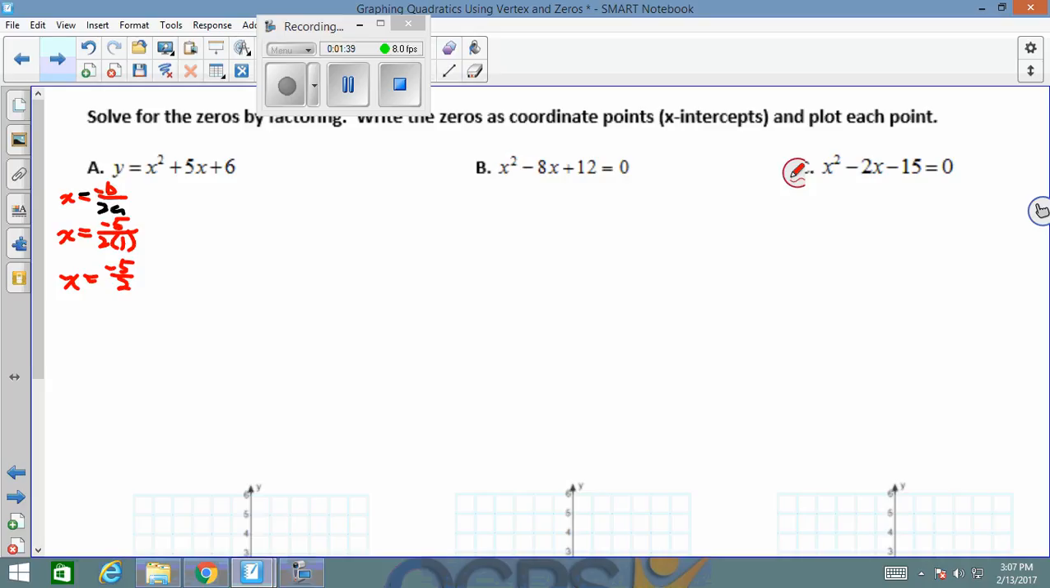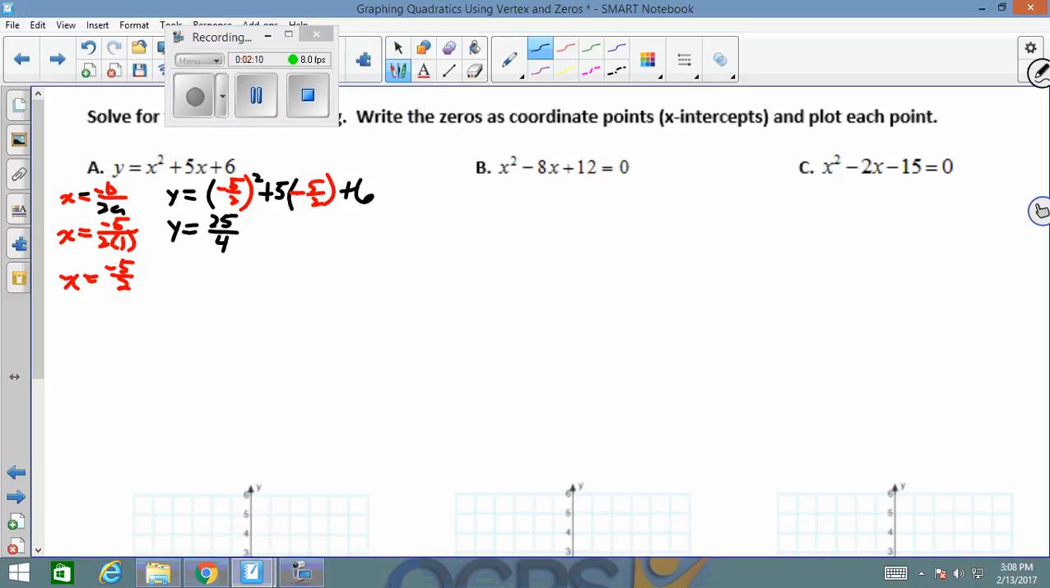I'm going to put that back into our original equation. So y equals -5 over 2 squared plus 5 times -5 over 2 plus 6. When you're doing the squared, you have to square both the top and the bottom. So -5 squared is 25, and 2 squared is 4. When you're multiplying, this 5 gets multiplied to only the top. So it would be -25 over 2 plus 6 over 1.